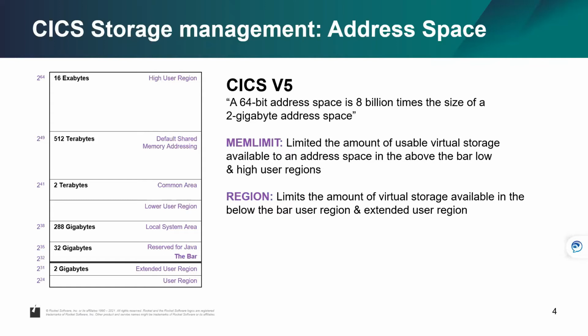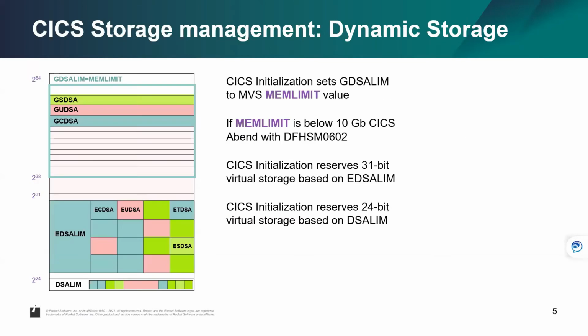Now, we're going to see that sometimes setting the region parameter will let you set the MEMLIMIT parameter, and you have to have a certain amount of MEMLIMIT to bring your region up. So for example, at CICS version 5.6, you can't bring a region up unless MEMLIMIT gives you at least 10 gig, right? So you're going to see that you need to set the storage parameters to enough to support at least bringing up your CICS regions.